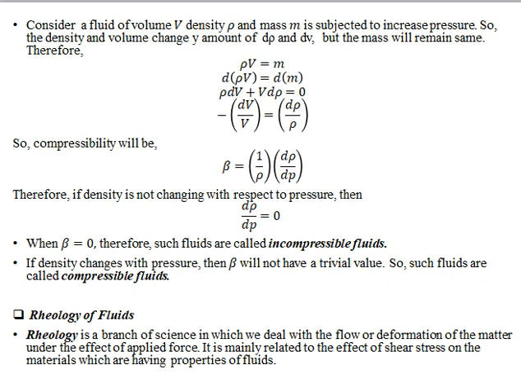If we consider a fluid of volume V, density rho and mass m subjected to an increase in pressure, the density and volume change by amounts of delta rho and delta V, but the mass will remain the same. Therefore, rho V equals m. Ultimately, if we resolve the entire thing, the beta value comes as 1 by rho d rho by dP. Therefore, if the density is not changing with respect to the pressure, then delta rho by delta P equals 0. When beta equals 0, such fluids are called incompressible fluids. When the density changes with pressure, beta will not be zero, so such fluids are called compressible fluids.